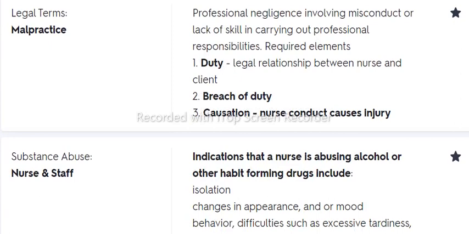Legal terms. Malpractice: professional negligence involving misconduct or lack of skill in carrying out professional responsibilities. Required elements: 1. Duty, the legal relationship between nurse and client. 2. Breach of duty. 3. Causation, nurse conduct causes injury.